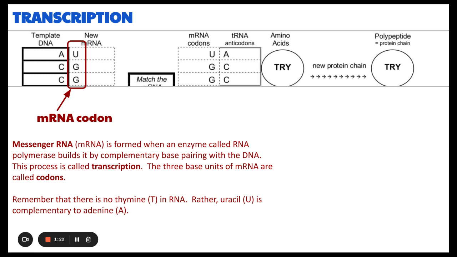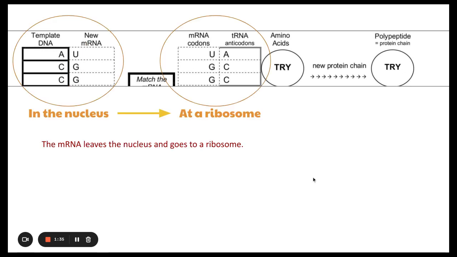Complementary base pairing is going to be C's and G's together, and then adenine and uracil. Remembering that uracil is the base that is present in RNA, there is no thymine in RNA. The next thing that you're modeling is the movement of that messenger RNA from the nucleus to a ribosome. So you are rewriting those 3 letters that you determined as new messenger RNA over here in this column.